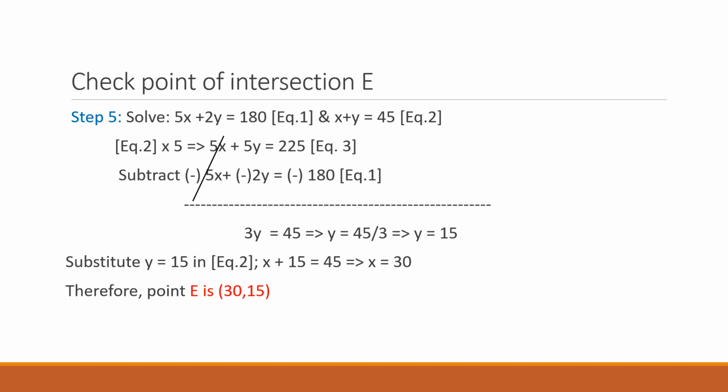When we substitute y equal to 15 in any one equation, I take equation 2, x plus 15 is equal to 45, so x value is 30. Therefore the point E as we have plotted in the graph is correct. It is 30, 15.